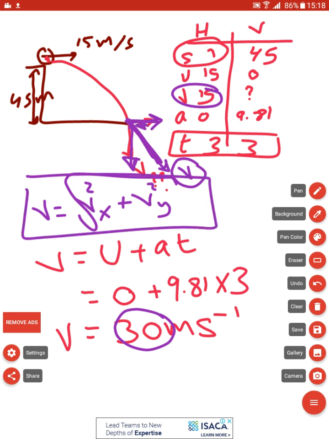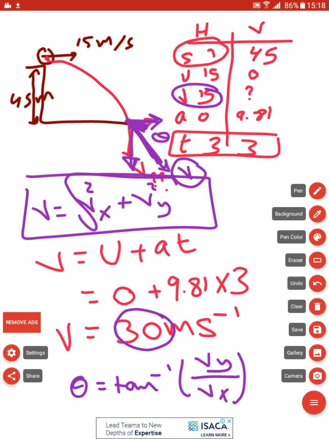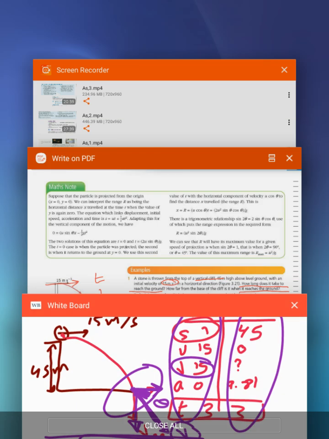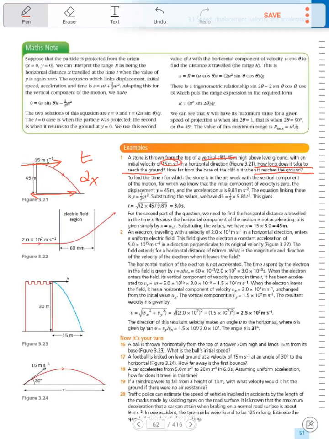And to find the direction, what you need is to find this angle. To find this angle, you can use tan inverse of the velocity on the y-axis divided by the velocity on the x-axis. And using your calculator, you can find the value. So we use equations of motion on the y-axis and speed equals distance over time on the x-axis, and we use vector quantities and vector notation to solve. Okay? It's very easy if you follow the rules to solve the questions.